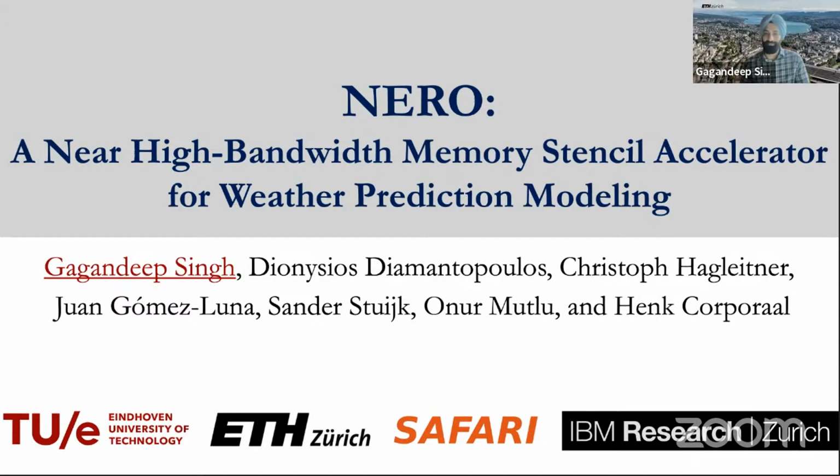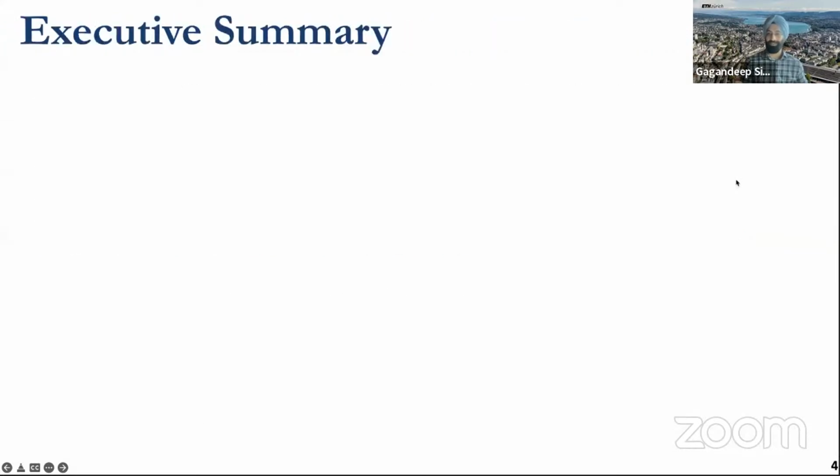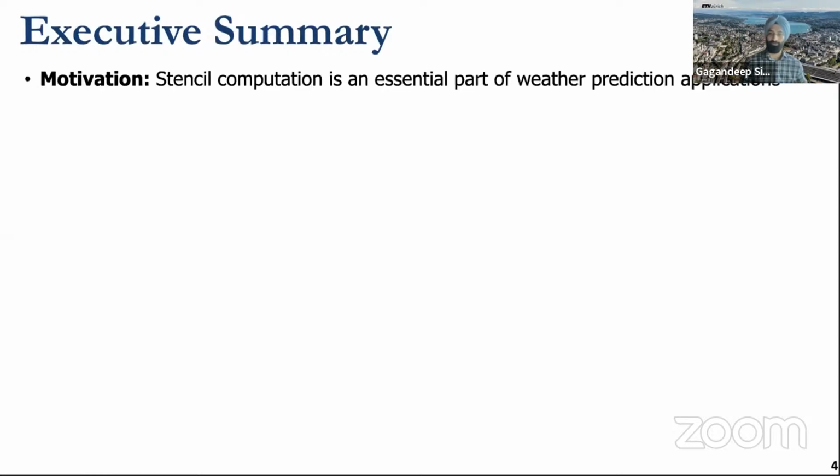So first we'll discuss NERO, which is a near high bandwidth memory stencil accelerator for weather prediction modeling. This work was done during my PhD in collaboration with TU Eindhoven and IBM Research Zurich. This was published in FPL 2020 and also was nominated for the Best Paper Award. So first I'll give a high level summary of the talk.